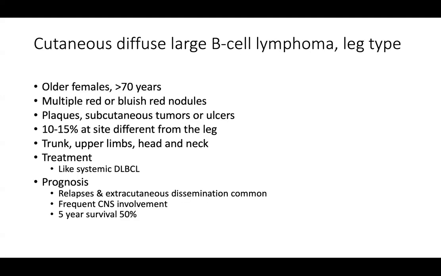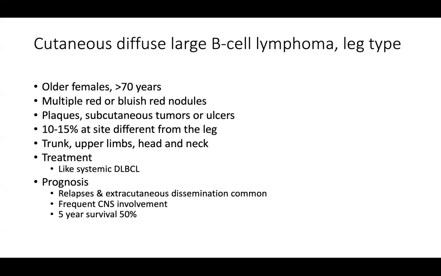Cutaneous diffuse large B-cell lymphoma, leg type. This is probably the most memorable favorite cutaneous lymphoma that I learned when I was a first-year derm resident, because it seems so random to have a leg type of a diffuse cutaneous B-cell lymphoma. It is usually present in older females greater than 70 years old. It often presents as multiple red or bluish red nodules, plaques, and subcutaneous tumors or ulcers. 10 to 15% of them are at a site different from the leg. That's kind of funny to think about, that you've got a leg type, however, it may not be present on the leg itself.